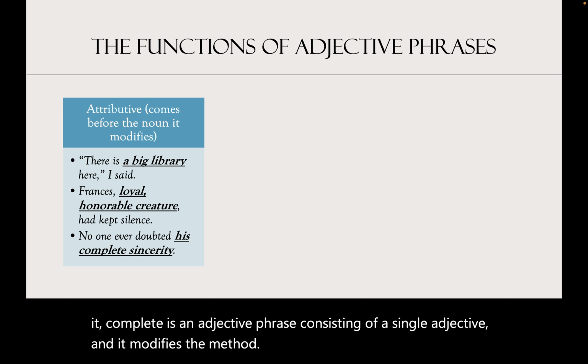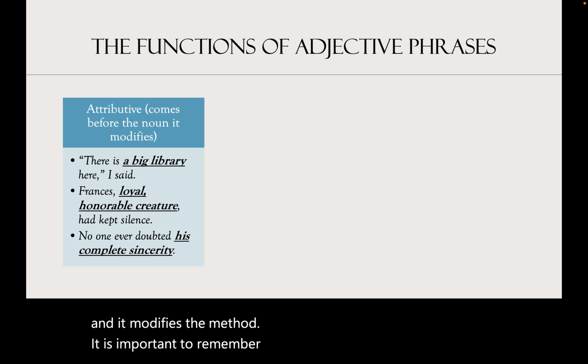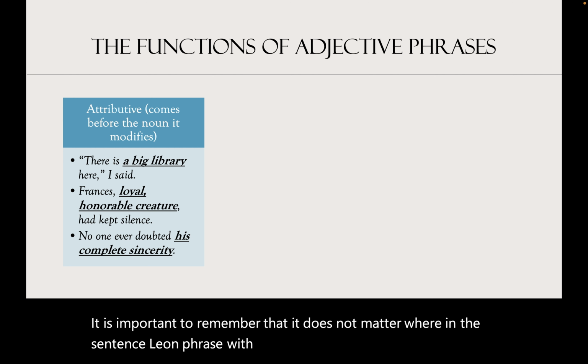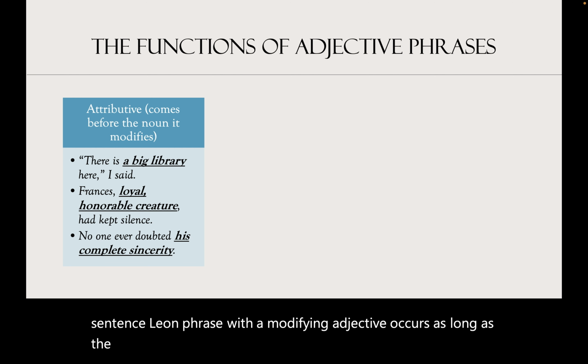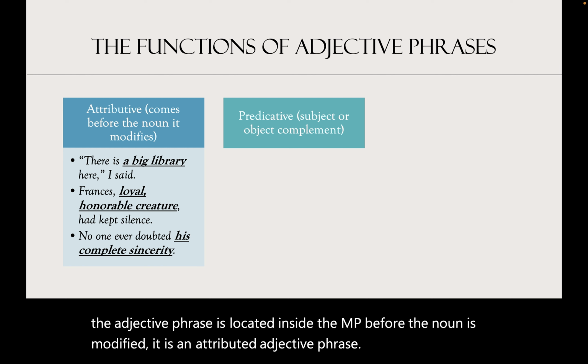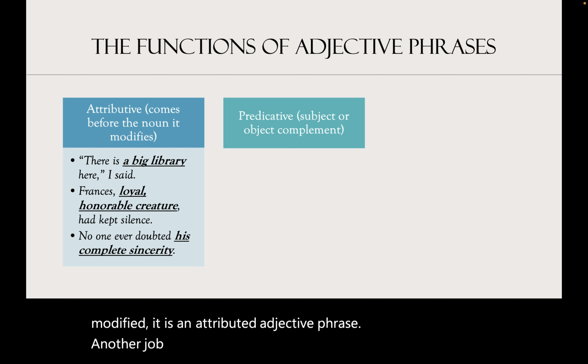It is important to remember that it does not matter where in the sentence the noun phrase with a modifying adjective occurs. As long as the adjective phrase is located inside the NP before the noun it modifies, it is an attributive adjective phrase. Another job adjective phrases do is serve as subject or object complements. As such, they occur in the predicate and are called predicative.